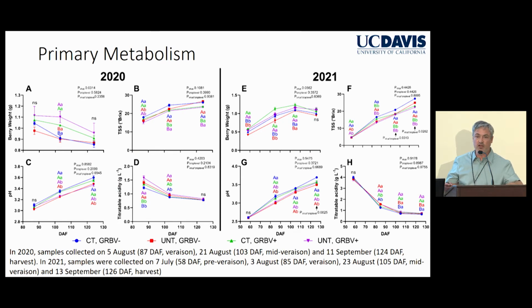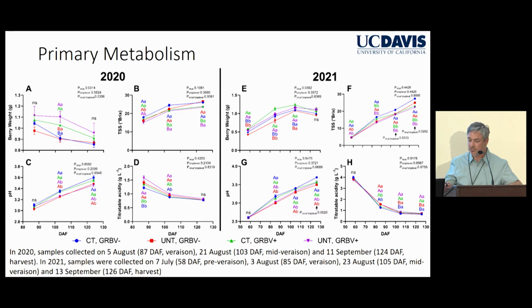So then moving on, it's like, well, what we really care about is the fruit quality. So we looked at berry primary metabolism at several points during the season. In 2020, it was at veraison, mid-veraison, harvest, so 3 points. And then in 2021, we looked at 4 points, which was pre-veraison, veraison, mid-veraison, and harvest. And so we have 2020 on the left, 2021 on the right.